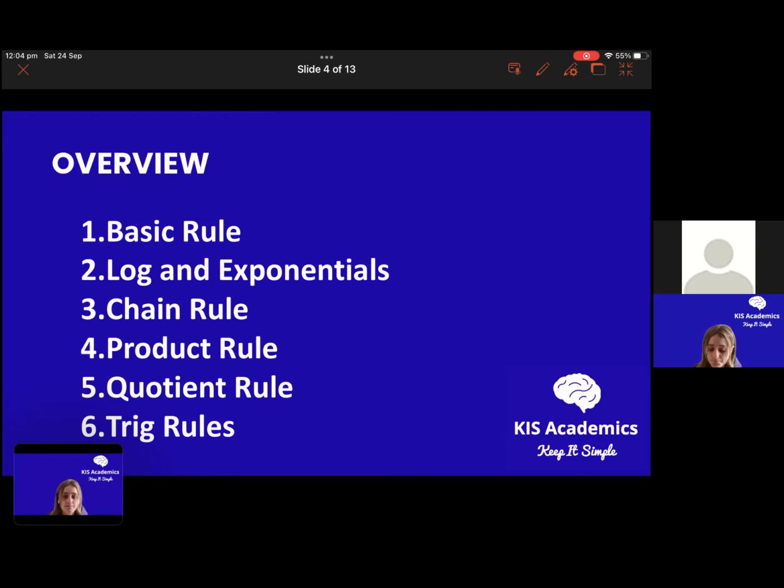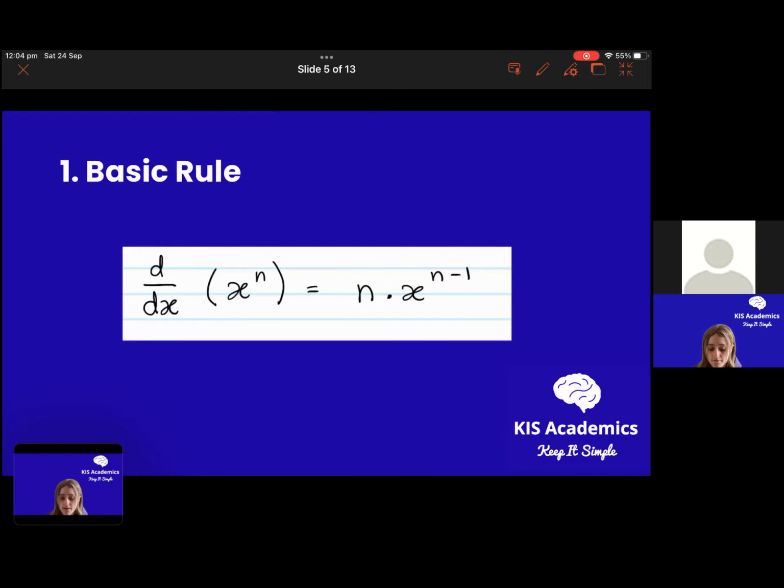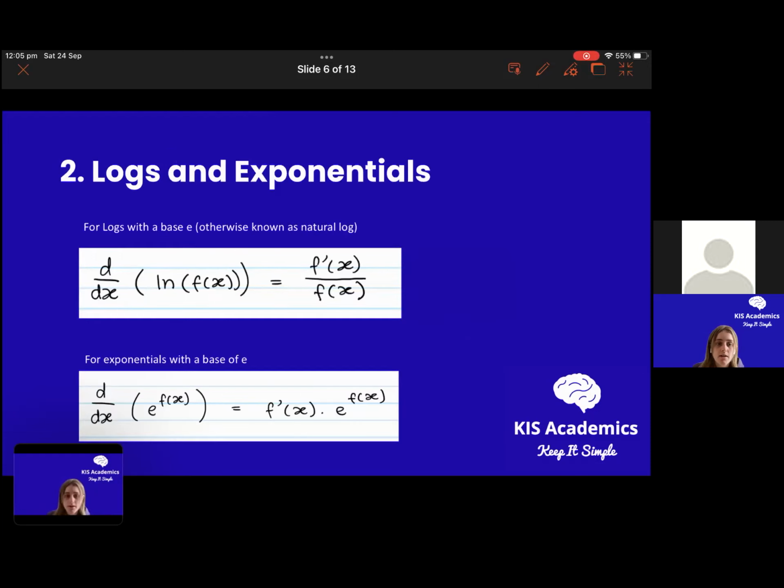Okay, so let's get into the basic rule. So this is the basic rule. This shouldn't be new to many of you. It should be fairly straightforward. So what we're doing when we're differentiating with respect to x, which is important, knowing what we're differentiating with respect to, is that we are taking the power down and then subtracting 1 from the power. I don't think this needs an example because it is fairly straightforward.